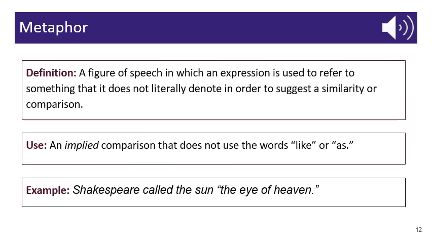A metaphor also highlights a comparison, but it achieves it without the use of like or as. So for instance, the example above compares the sun by saying Shakespeare called it the eye of heaven, implying the similarity.